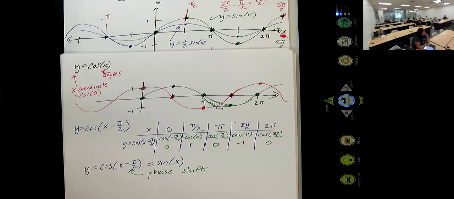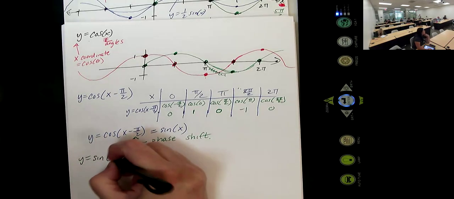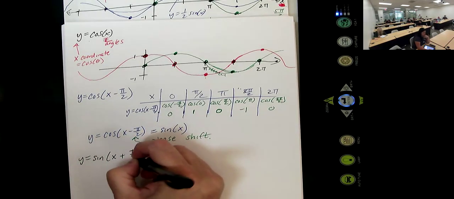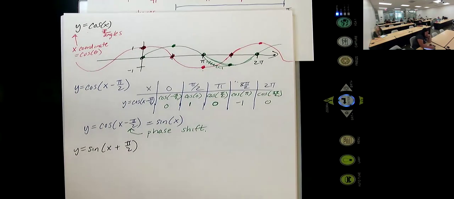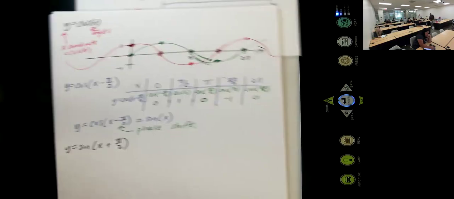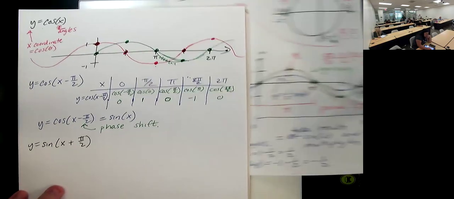Why don't you guys take a second and do y equals sine of x plus pi over 2? If it helps, I'll leave the unit circle in sight.